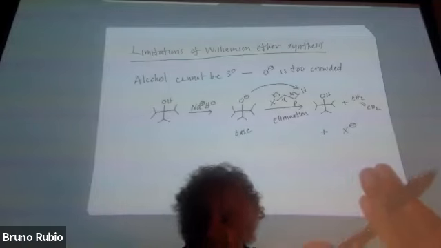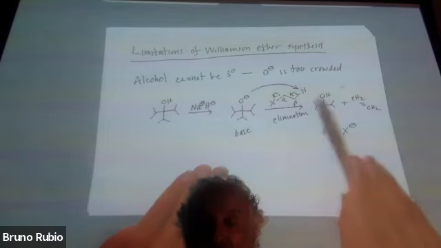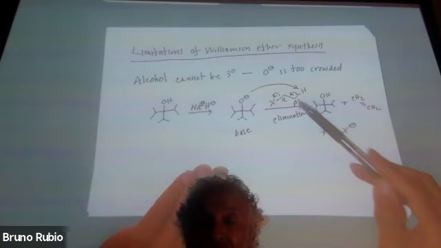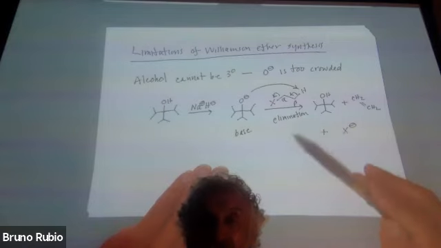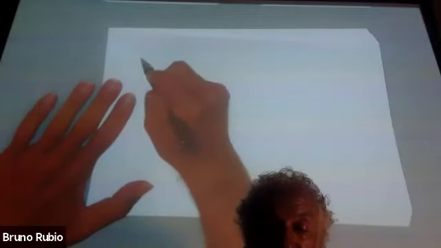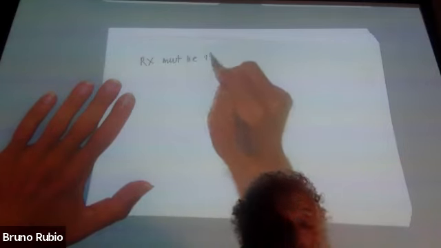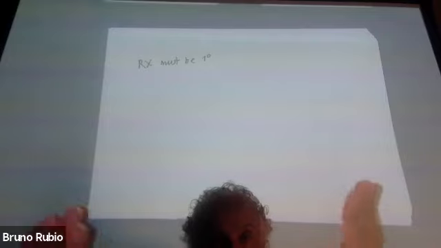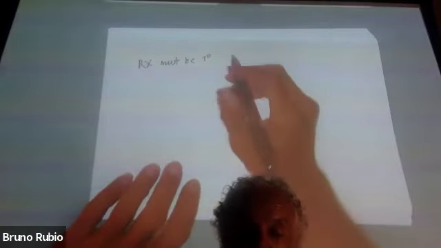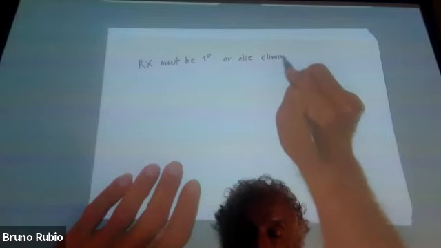Another limitation is that the alkyl halide that is used in the second step has to be primary, because if it's anything else, it's going to be in a too sterically hindered environment. So the RX must be primary. It cannot be secondary or tertiary, because if it is, an elimination reaction will happen. Or else we get elimination as well.